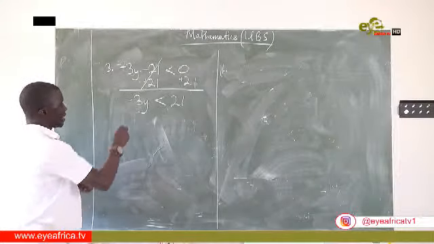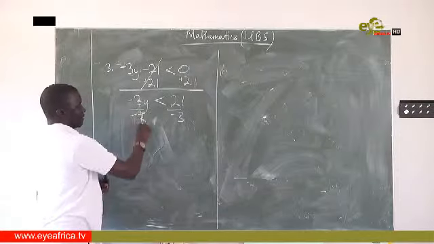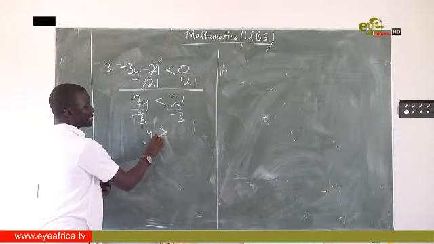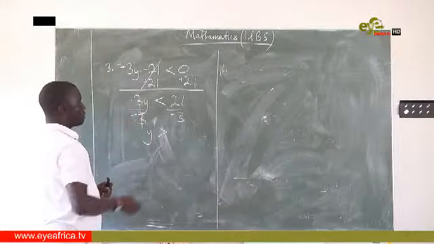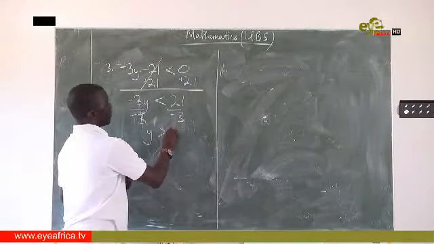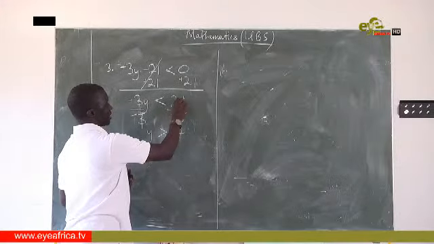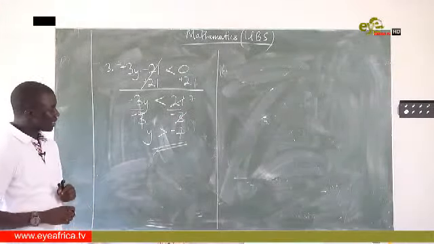So all we need to do here is what? We divide both sides by negative 3. Negative 3 cancels negative 3. We have y is greater than, because we divided by a negative number, so the inequality sign will change to its opposite, and therefore we have negative 7 as our answer. 3 goes into 21 seven times. So we have y is greater than negative 7.